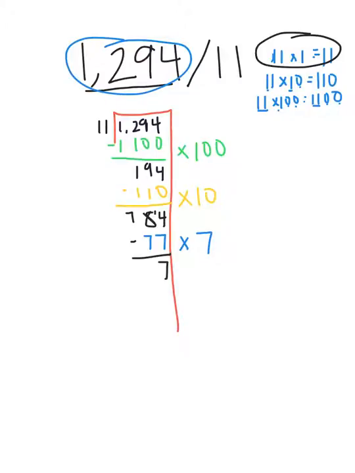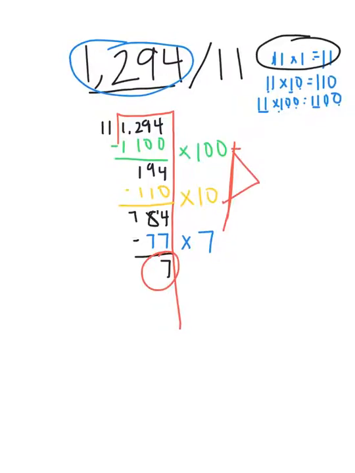So that means that we have 7 left over. What is that called when we have something left over in a division problem? That's called our remainder. So to find our quotient, the answer to this problem, all we're going to do is add up our partial quotients right here. So 100 plus 10 equals 110.